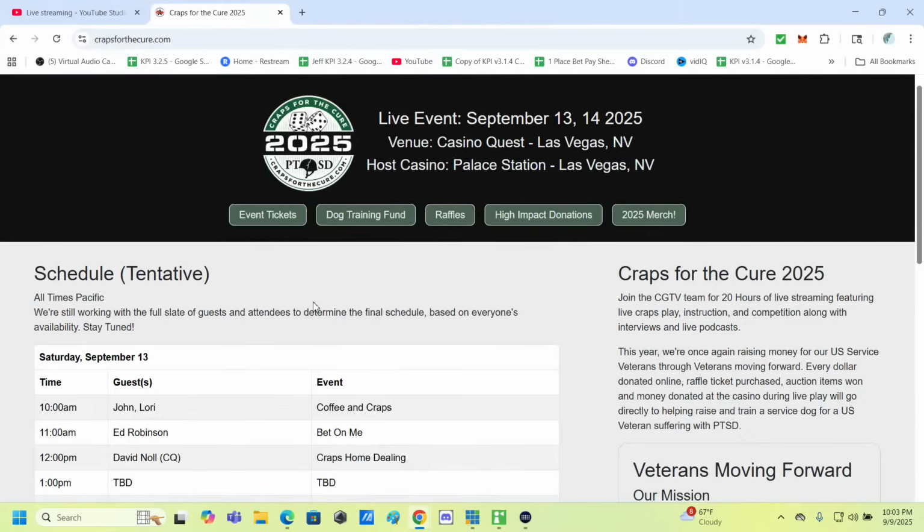All right, so here's the information. It is this coming Friday, Saturday, Sunday. I guess it's really Saturday and Sunday, being held at Casino Quest in Las Vegas. I think Mark put it on there. It's off of Sahara, near the Denny's or something. But the host casino is Palace Station. You can get event tickets for sale there. And here's the schedule that I talked about.